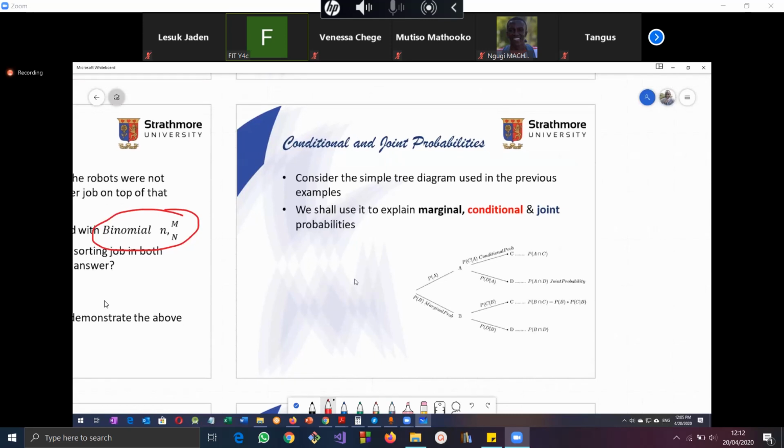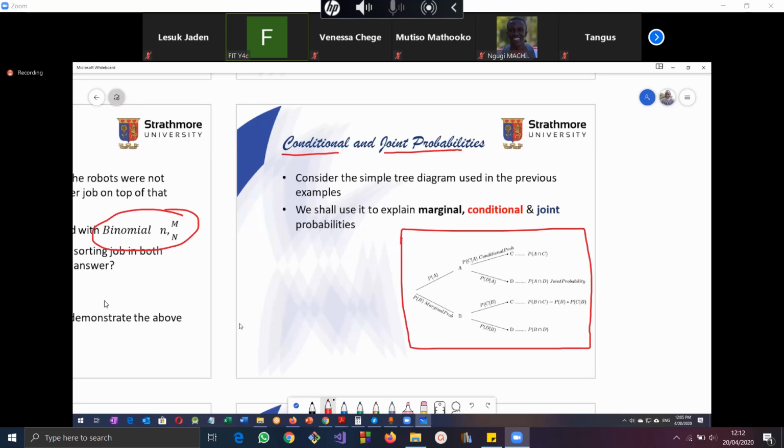So another key thing you have to get in machine learning before you do machine learning is what is called conditional and joint probabilities. This is the next important aspect. I'm going to explain these terms, which usually confuse people, using a tree diagram. All of us know tree diagrams. We loved them back in the days. So what an opportunity to reuse them.